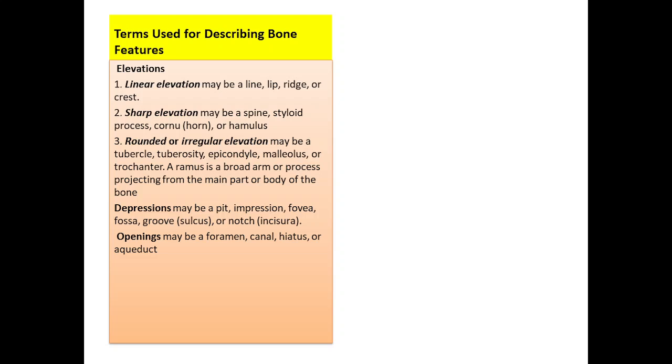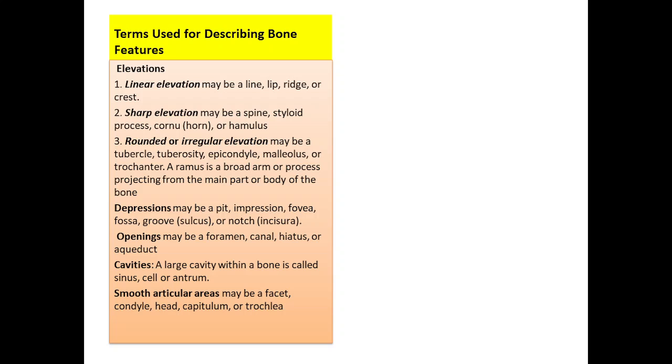They may be tubercle, tuberosity, epicondyle, malleolus or trochanter, ramus, broader process projecting from the main part of the body of bone. Depression, which may be pit, impression, fovea, fossa, groove, or notch. Opening may be foramen, canal, hiatus, or aqueduct. Cavities, a large cavity within a bone, is called sinus, cell, or antrum. Smooth articular areas may be facet, condyle, head, capitulum, or trochlea.